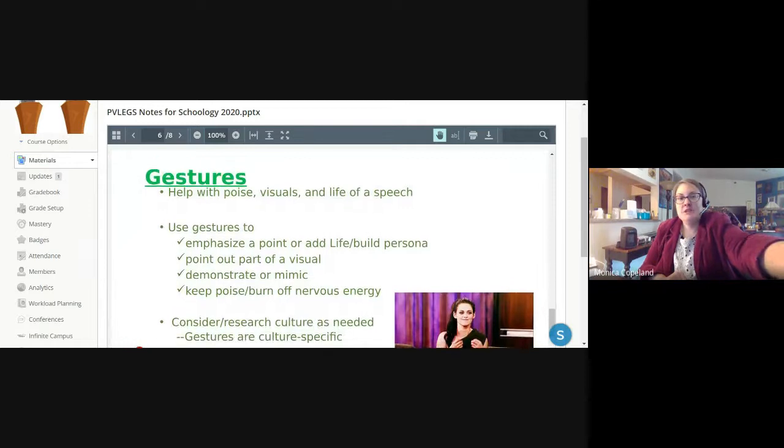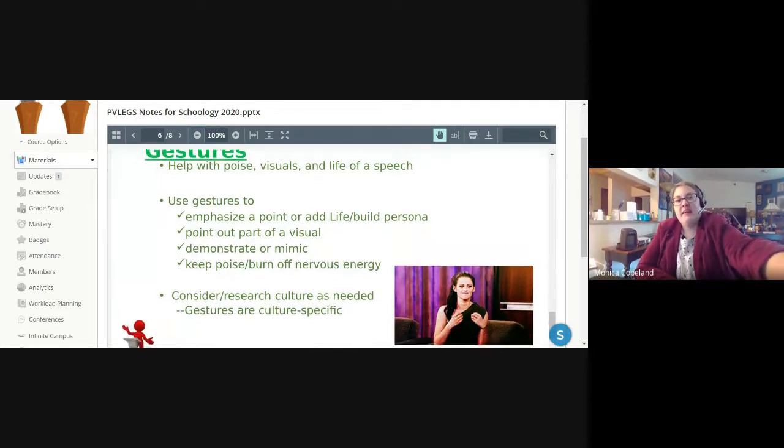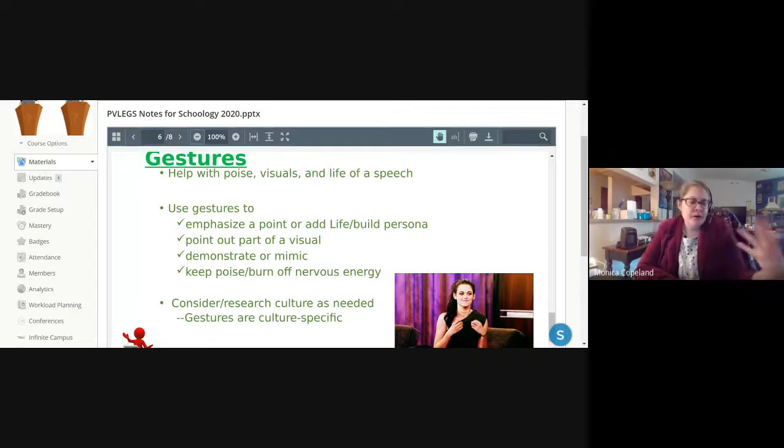Okay, so the G of PVLEGS is gestures. And these are great. They help with poise, visuals, and they give you a place to put that nervous energy. If you're struggling with eyes on you, flight versus fight, gestures can help with that. So you can use gestures to emphasize a point, to add life or build persona, or to point out part of a visual. That's a great way to get a gesture in. If you have one required for a speech, point out something specific on the visual.